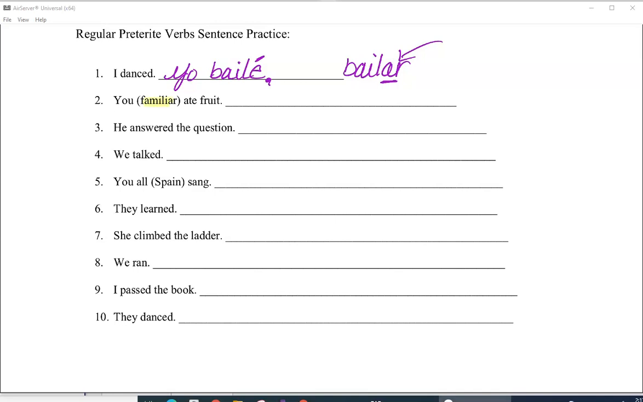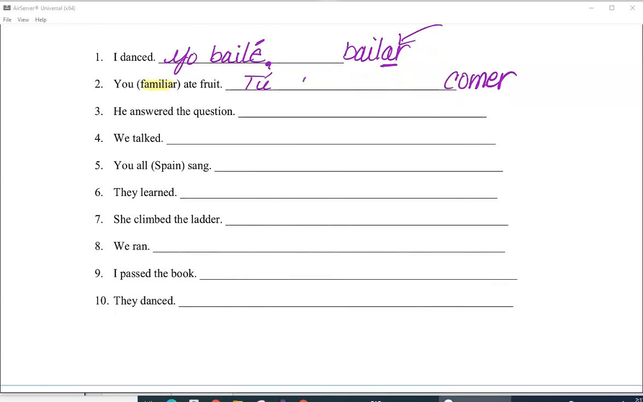You (familiar) ate fruit. It's important to take a look at this familiar right here. Familiar means that it's informal and that we're going to be using the tú subject. Comer is our infinitive. It's an ER verb. The stem of it is the letters C-O-M. And then for ER verbs, our second person singular ending is the letters I-S-T-E. So we have tú comiste. And then we can add our word fruta there to finish the sentence for you ate fruit.